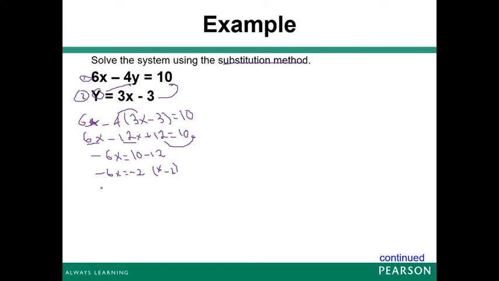I'm going to multiply the whole expression by minus 1. So in this case we have 6x positive equal to 2. And now this 6 passes to the other side to divide. x is equal to 2 over 6. And we can simplify this expression.